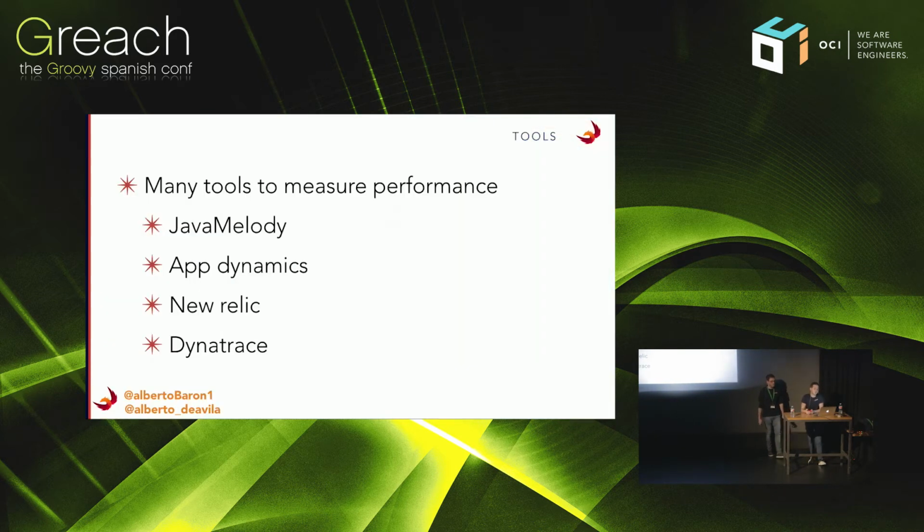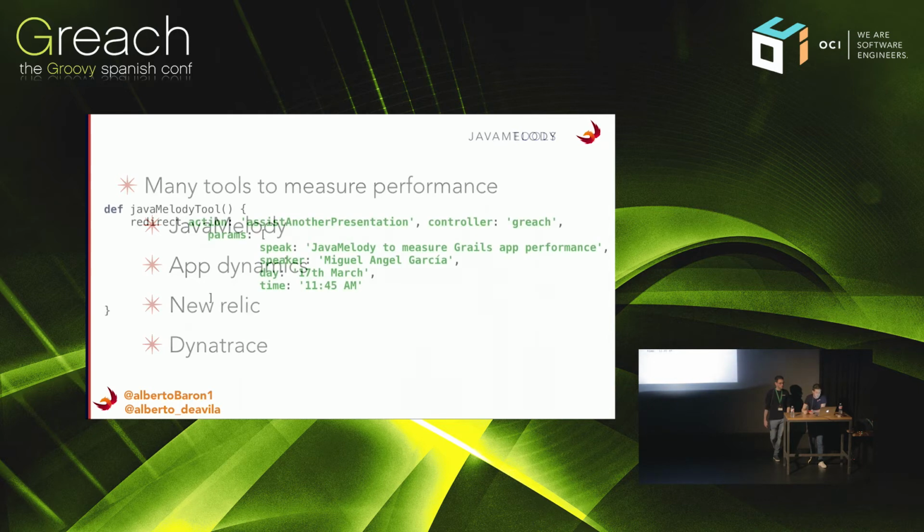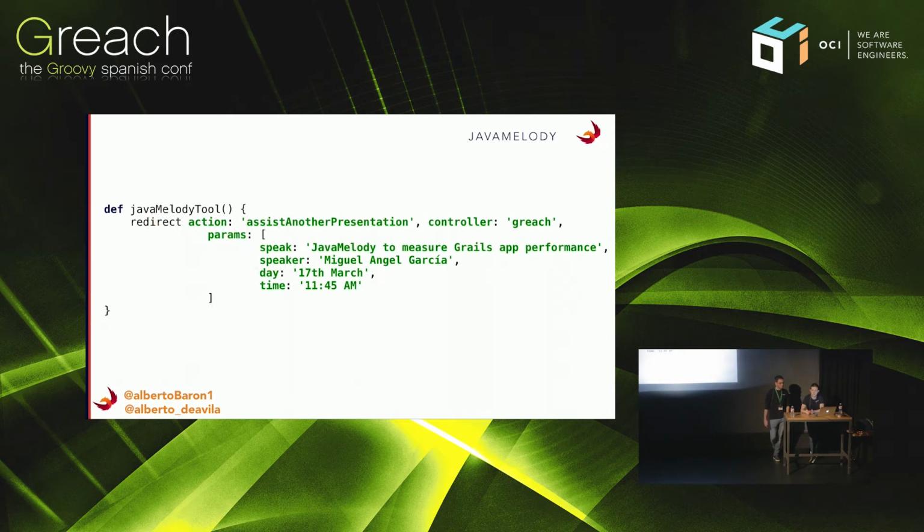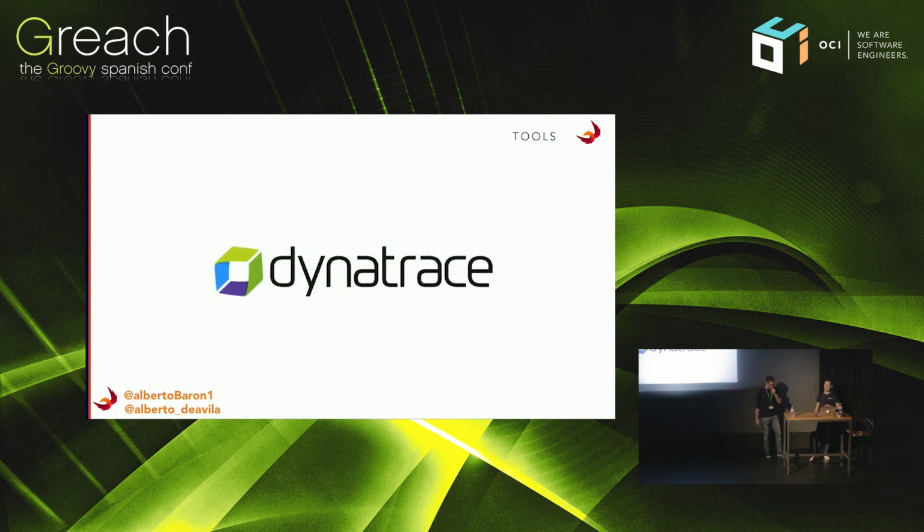There are many tools to measure performance. For example, Java Melody, App Dynamics, New Relic, and Dynatrace. About Java Melody, tomorrow you have a lightning talk from my buddy Miguel Angel: Java Melody to measure Grails app performance at 11:45. So if you want to learn about Java Melody, this is your lightning talk. And I'm going to speak to you about Dynatrace.